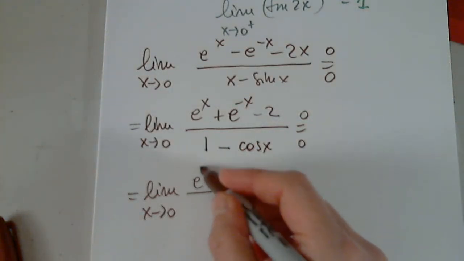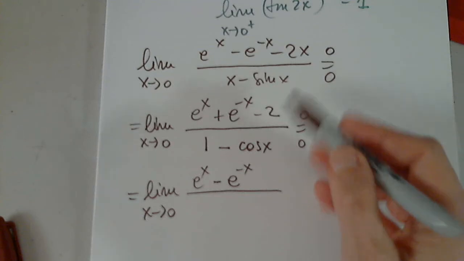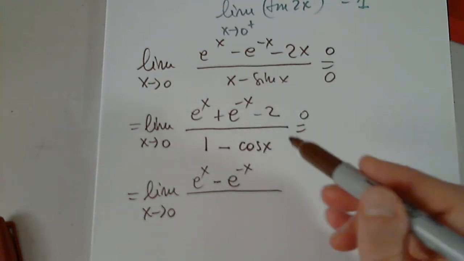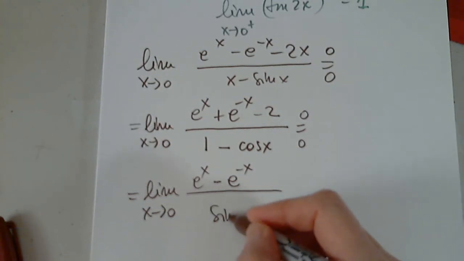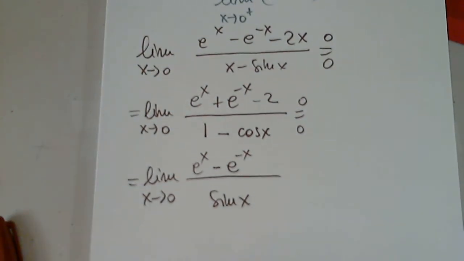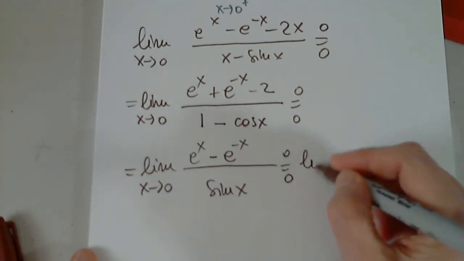I differentiate that, I differentiate this, but now it's negative e to negative x. This is going away. This is going away. Cosine prime is negative sine, with plus in front, with minus in front. It's sine x. Again, 0 over 0. Wonderful. At some point in time, I'll be able to finish.